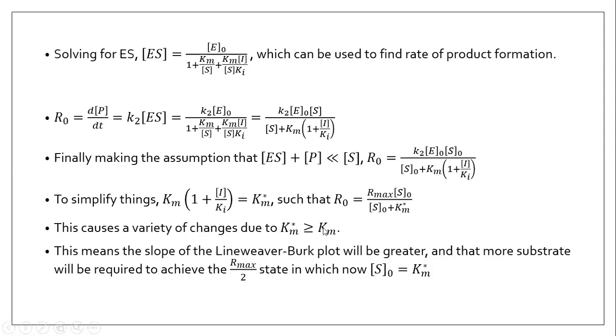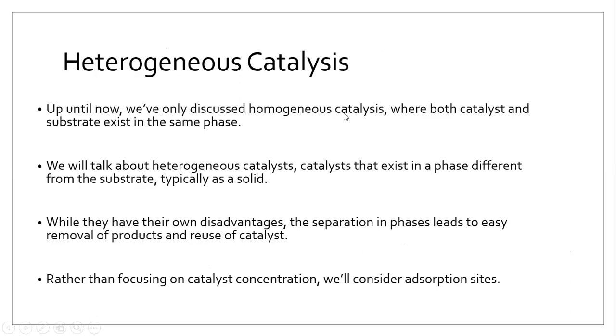This causes a variety of changes because K prime M is bigger than Km. So it can be greater than or equal to Km. If the Ki was incredibly large, there's no I, period, that would give you 1. So it's going to at least equal Km, but it could be larger. So in this case, the slope of the Lineweaver-Burk plot would be greater, and more substrate would be required to achieve the same Rmax state, which is now S0 equal to K prime M. But we can figure that out. I know that was a hot mess.